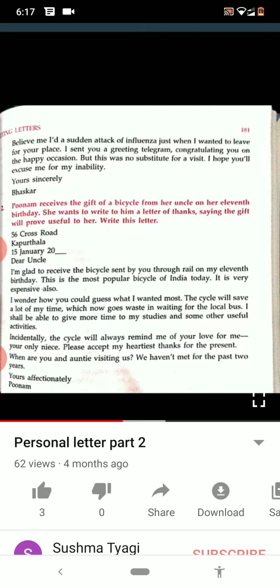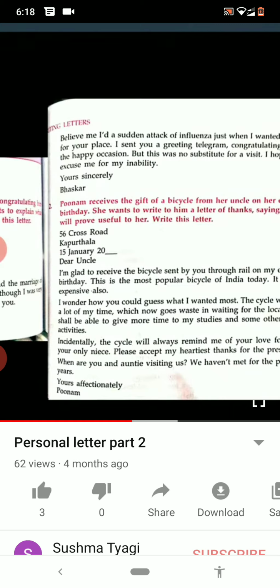And what is the occasion? It was the occasion of her birthday and she received a gift from her uncle. So she will write a thanks letter to her uncle, saying the gift will prove useful to her. Okay, so this is the letter. Let us see how she has started. So on the top, Poonam will write her address. It is written here. See, it may be any address. If it is not given, we may write any address.